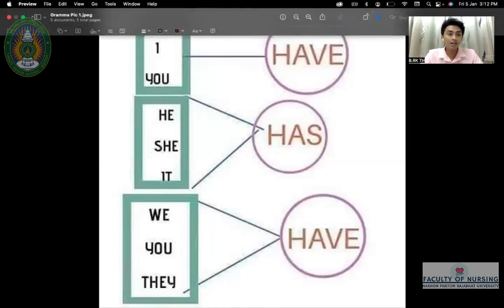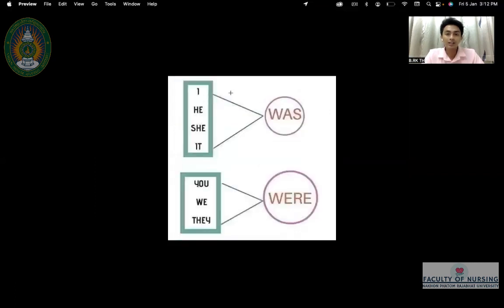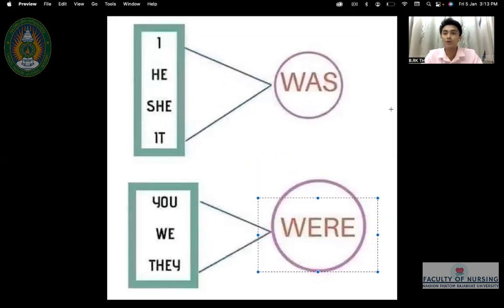Now, let's talk about the next one. Here, the second one is the word was or were. So we use the word has or have if you have it at the moment. But we use the word was and were if it's finished already or if it's done already. Okay? So for example, I was in the mall yesterday. And if you want to use the word you, you can say you were in the mall yesterday.